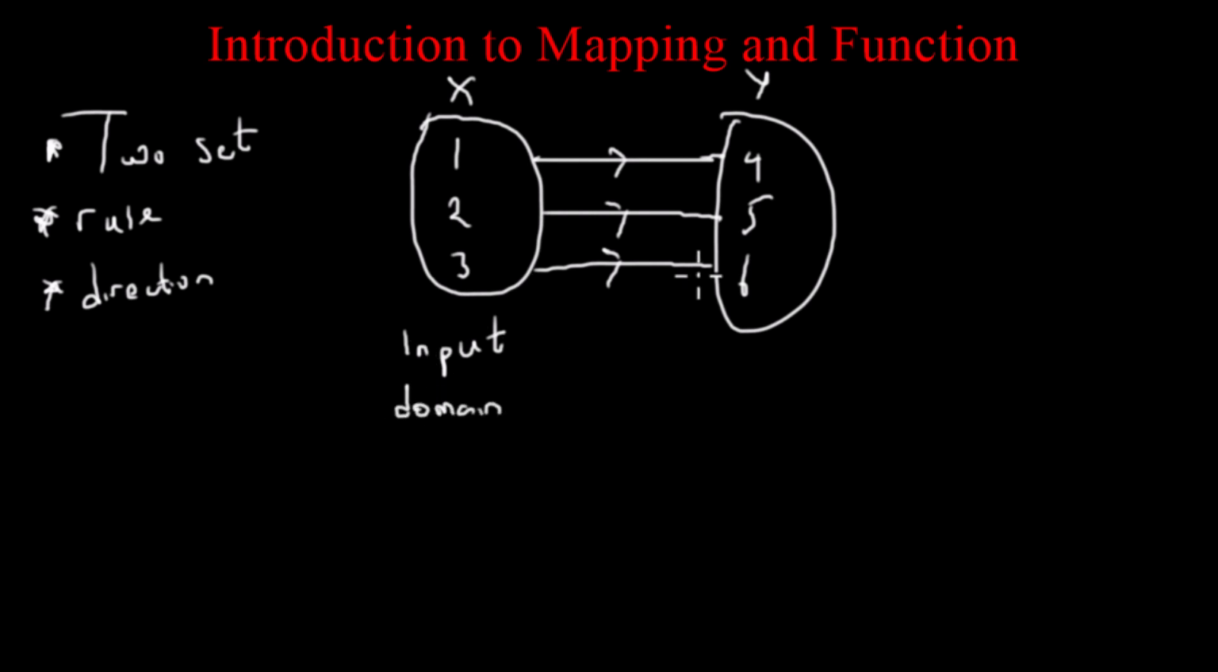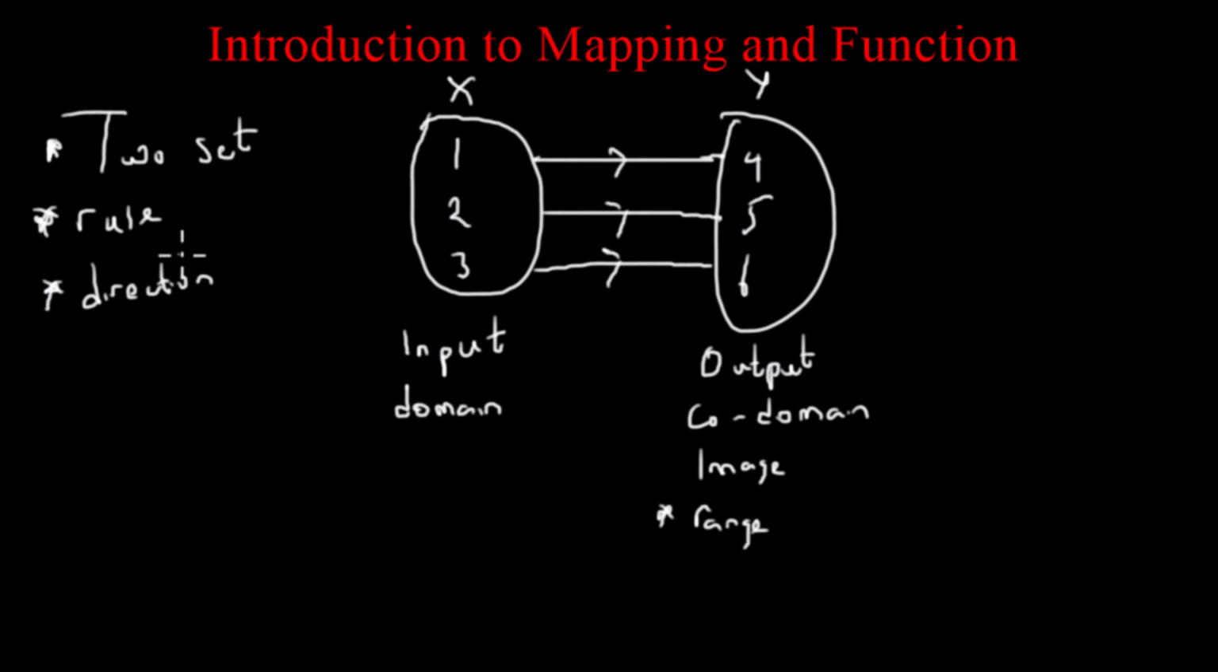While the result or the output that we're getting from doing something to our X, we can call it the output or the codomain or the image, or sometimes we can call it the range. All right, so two sets X and Y, or input and output, or domain and codomain, or image or range.